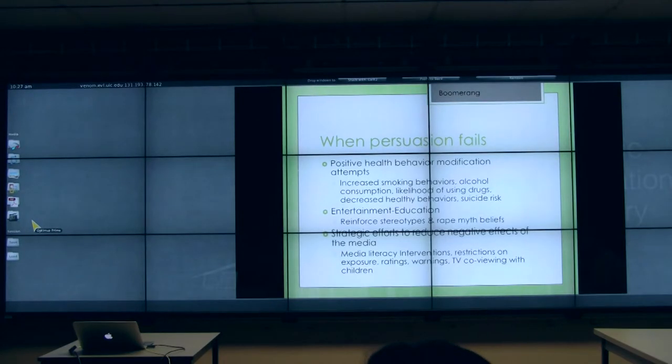strategic efforts to reduce the bad effects of the media, such as media literacy interventions or the ratings on movies, which are designed supposedly so that kids are not exposed to more sex and violence. So there's certain things that certain people deem not desirable. Warnings on TV. And TV reviewing with children, which they say, if you watch television with your kids, the bad effects of watching TV are not that bad. But sometimes it can boomerang. It can make them more hungry for a program or for movies or for ads, et cetera. So these are some of the examples in which things have gone wrong.